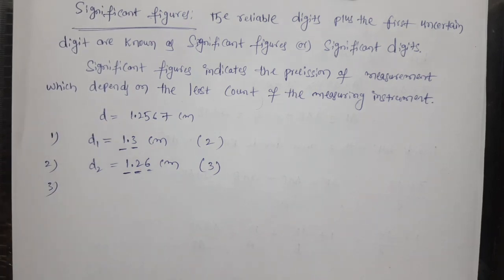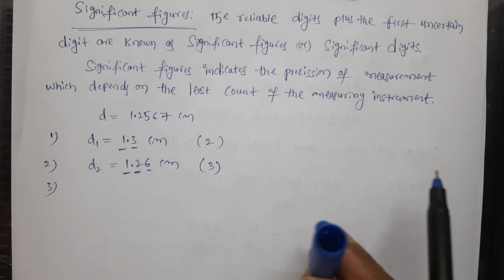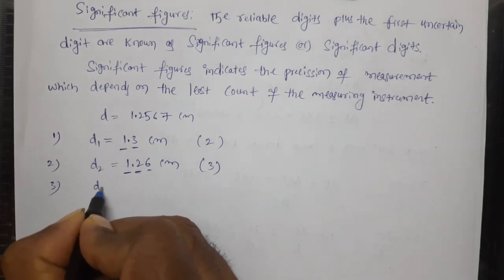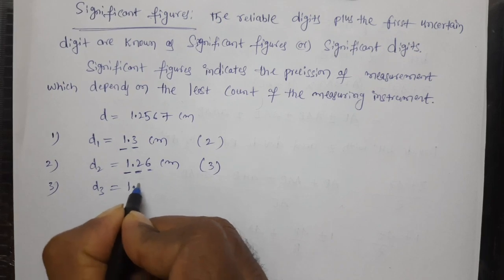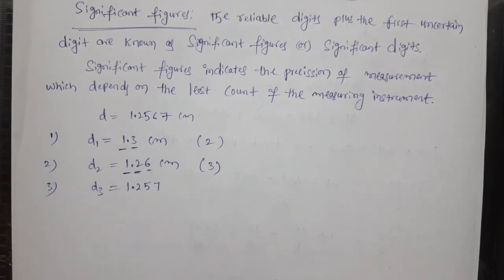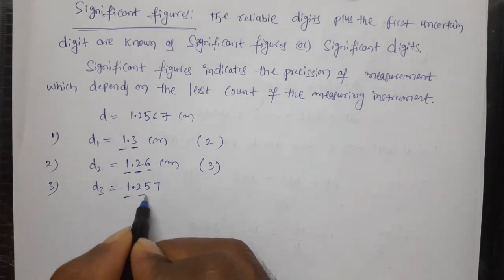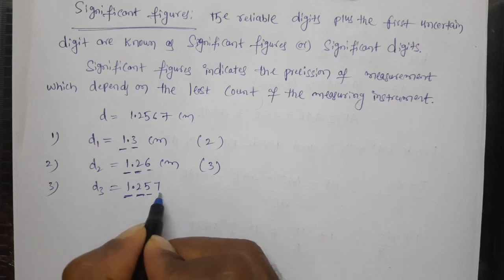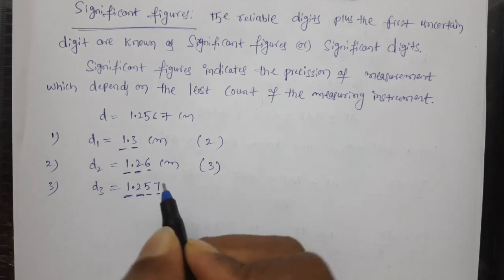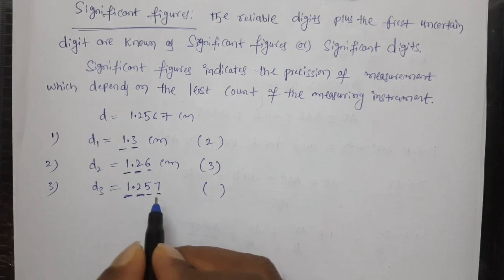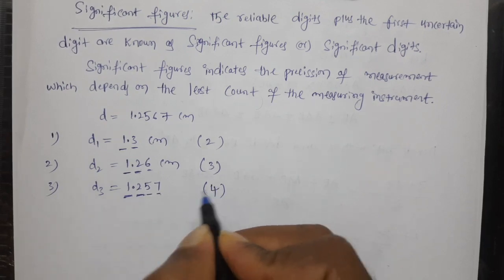If I measure the diameter of the same cap using a screw gauge, I may get a reading like this. The diameter will be 1.257 or 1.256. So 1, 2, 5. These 3 are reliable digits, and this is the uncertain digit. So total how many digits do we have? 3 reliable digits, 1 uncertain digit. So total 4 significant figures.